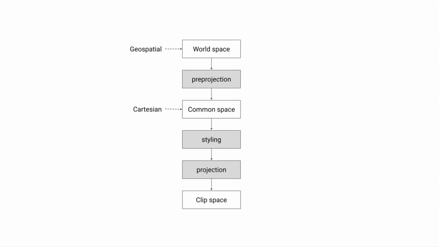And we do the pre-projection where we convert this nonlinear coordinate system to Web Mercator, which is a Cartesian system that is uniform on all three axes. And from there, we will do styling, including calculating the size. If you have a path, we will need to extrude it and calculate the corners. And if you have icons or text, we have other processing. And then we project that from the common space, that's the Cartesian space, to screen. That is the clip space.